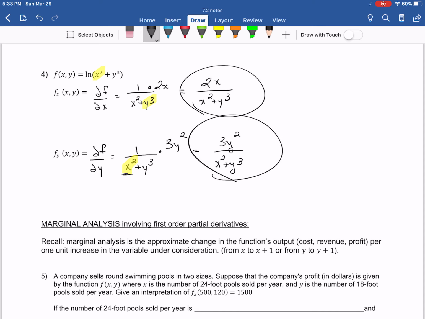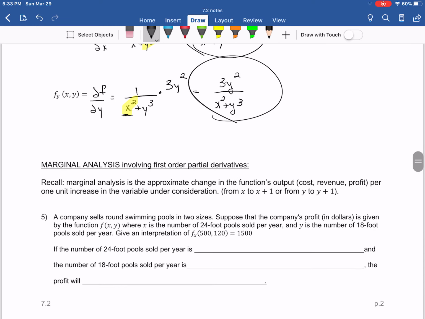So let's stop there before I continue with the examples with regards to applications.